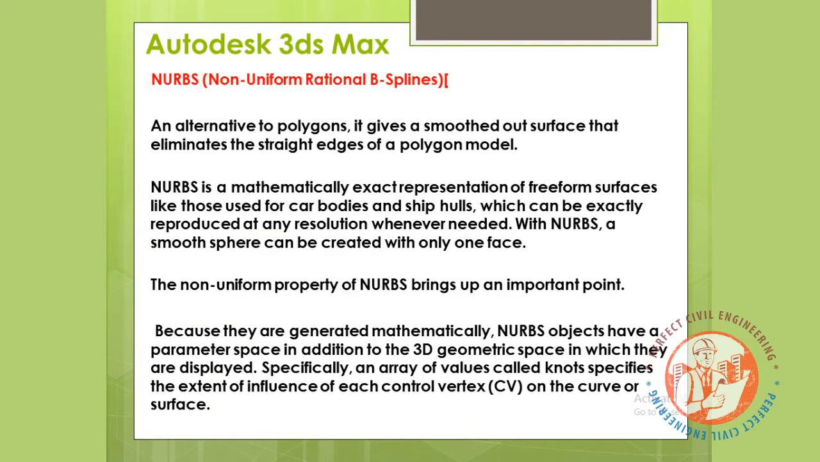NURBS Modeling. NURBS, Non-Uniform Rational B-Splines. An alternative to polygons, it gives a smoothed out surface that eliminates the straight edges of a polygon model. NURBS is a mathematically exact representation of free-form surfaces like those used for car bodies and ship hulls, which can be exactly reproduced at any resolution whenever needed. With NURBS, a smooth sphere can be created with only one face.